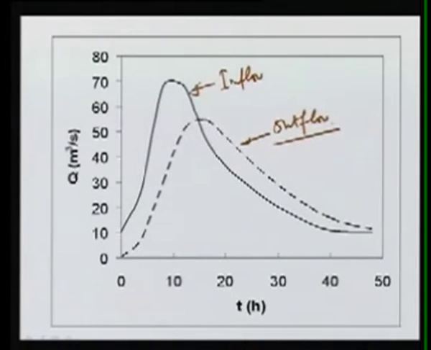So a few things can be noted from this figure. One is that at this point where the inflow and the outflow cross, that means inflow is equal to outflow. At this point the outflow is also maximum.